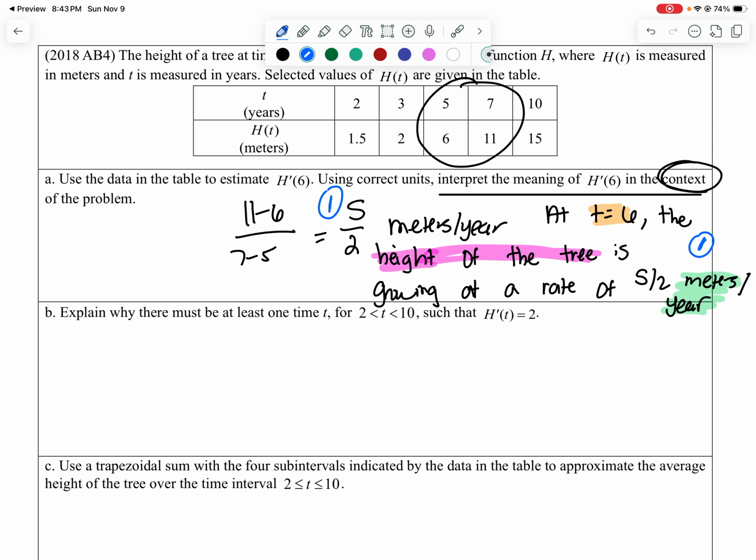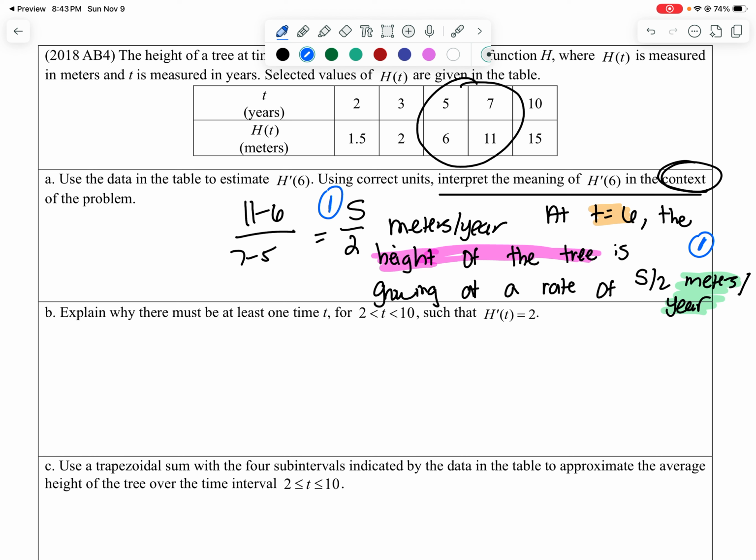Part B was explain why there must be a value, at least 1 time t for 2 to 10, such that h prime of t is equal to 2. Now this one right here, you guys fell into 3 categories. Some of us said differentiable and continuous, or you said continuous and differentiable. Some of us said IVT. And then some of us did the average rate of change from 10 to 2, and then realized that did not equal 2. And obviously, you needed to use something else if you can't use 10 to 2.